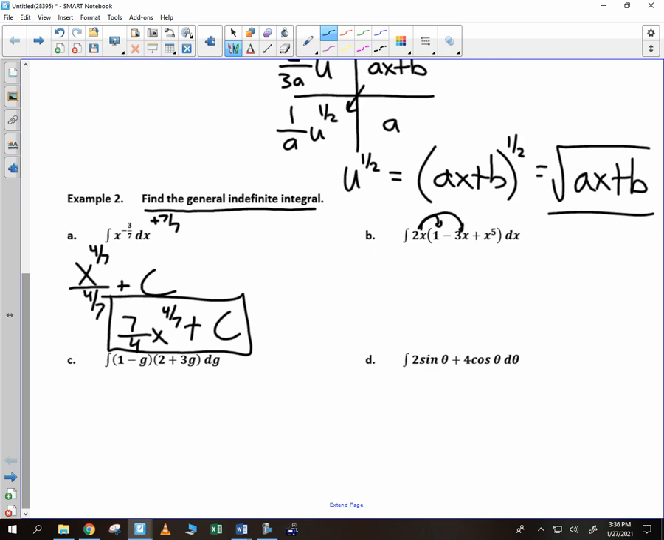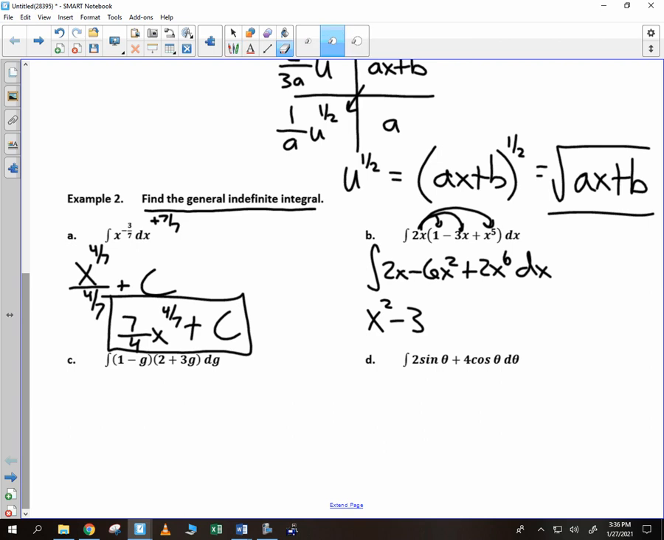I'm going to need to distribute first in this situation. Integral 2x minus 6x squared plus 2x to the 6th dx. The antiderivative of 2x is x squared. The antiderivative of negative 6x squared is negative 2x cubed plus 2x to the 7th divided by 7 and plus c. If you want to check it, take the derivative.